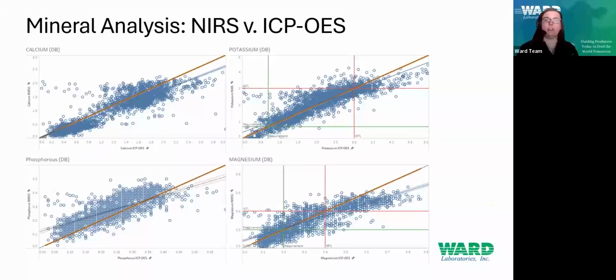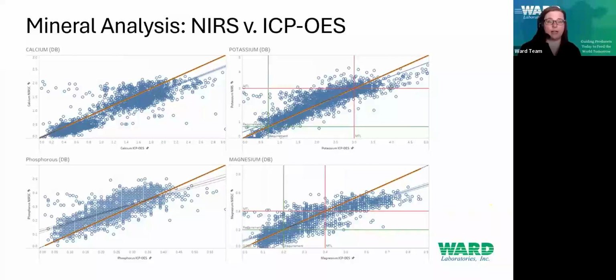Now, I mentioned earlier that we were only looking at samples run by wet chemistry. So here we have near-infrared spectroscopy, which is the method that we use to analyze the majority of the forages that come into our lab. And for all our macronutrients, this is a very great, reproducible, repeatable method. But when it comes to minerals, we need to be running ICP-OES, which is our wet chemistry method.